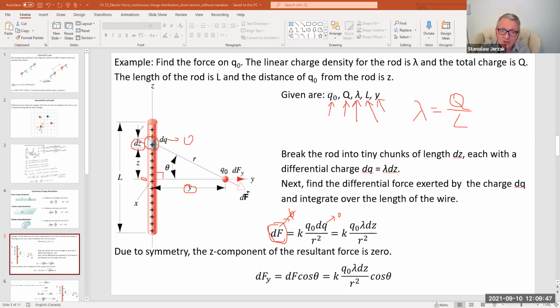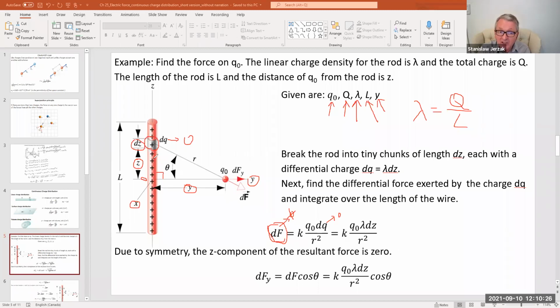Because when doing all these calculations, we will have to work in a certain coordinate axis system. This horizontal is the y-axis, not x, but the y-axis. Z is vertically up, and x is out of the screen of the computer. This is x. Because the distance from that chunk of charge to the origin is given by coordinate z, we designate the length of that charge dz.